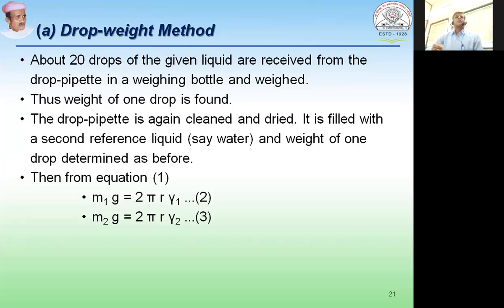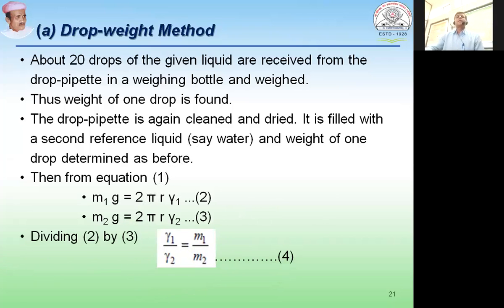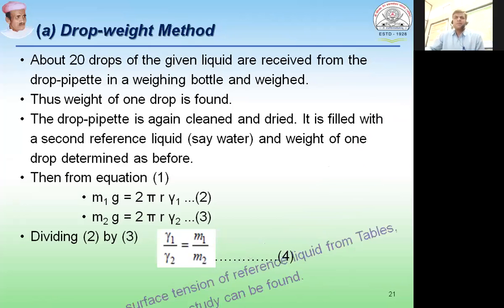So we came up with the equation. When we divide equation 2 by equation number 3, we get gamma 1 by gamma 2 is equal to m1 by m2. So the surface tension of the experimental liquid divided by the surface tension of the reference liquid will be equal to the weight of the drops of the test liquid or experimental liquid divided by the weight of the drops of the reference liquid.